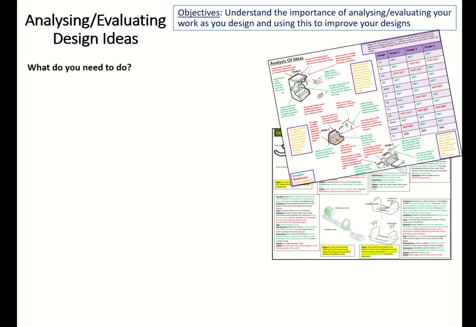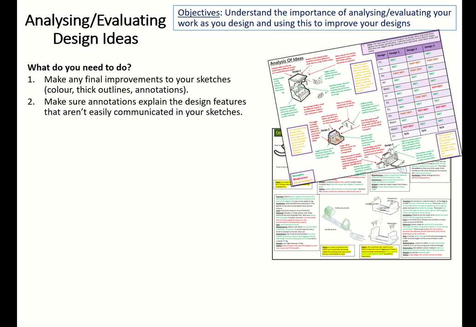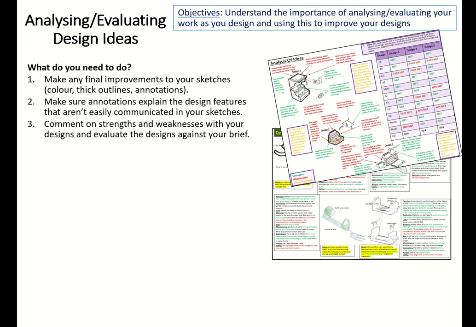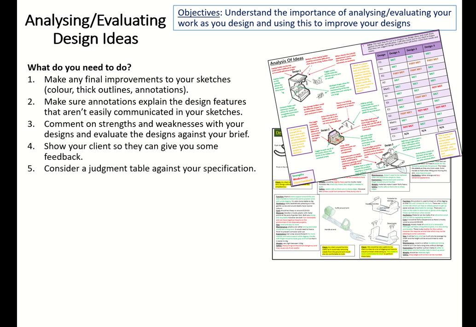So what do you need to do? Make any final improvements to your sketches. Make sure annotations explain the design features that aren't easily communicated. You can digitally type them, remember. Comment on strengths and weaknesses with the design and evaluate against your design brief. Show clients so that they can give you feedback and consider a judgment table. That's where you say whether you've met a point, not met, and so on.